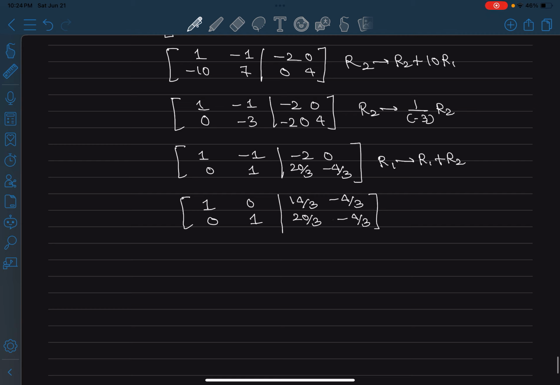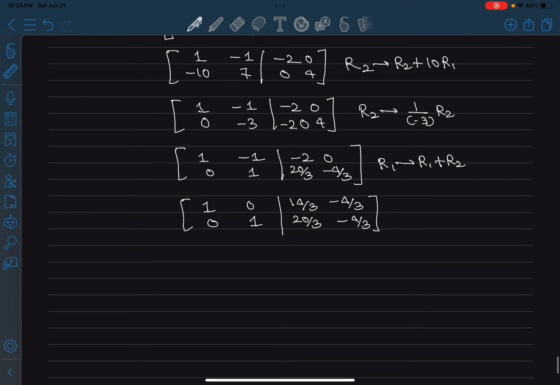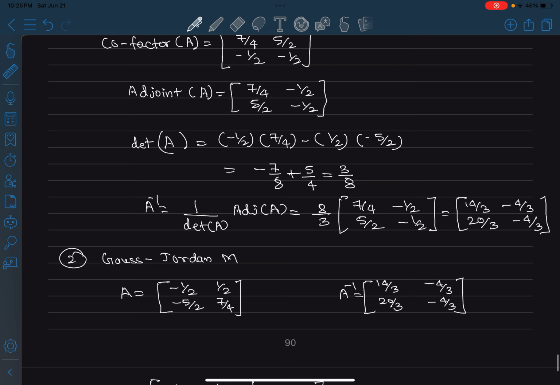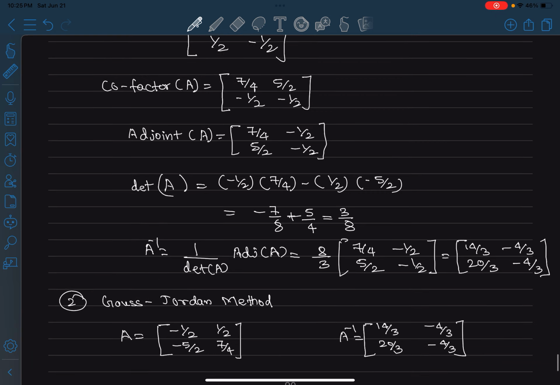Now since the first matrix is the identity matrix, the second matrix over here will be the inverse, right? So in this way, we find the inverse to be 14 over 3, negative 4 over 3, 20 over 3, negative 4 over 3. So this is how we get the inverse by this second way, which was the Gauss-Jordan method. The first one was just the adjoint method.